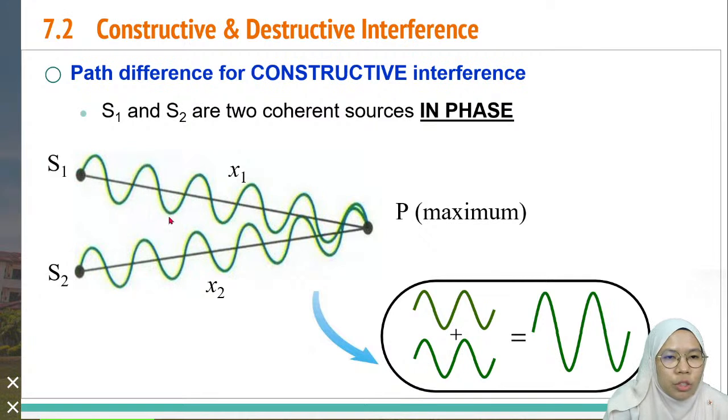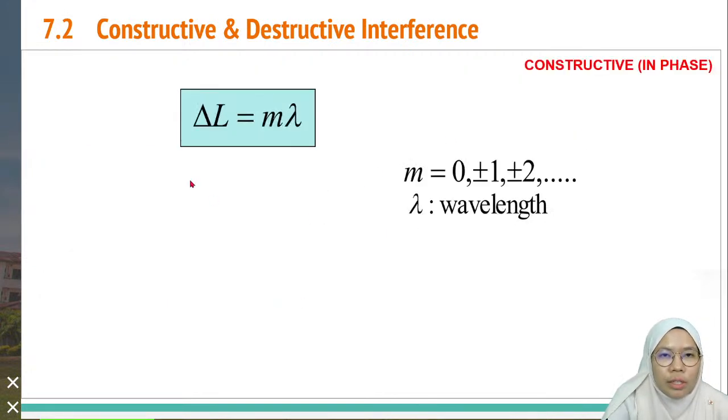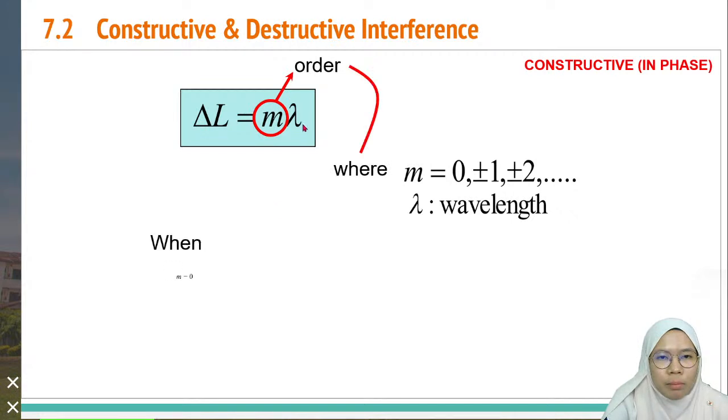How many wavelengths can you see? 1, 2, 3, 4, 5, 5.5. For S2, 1, 2, 3, 4, 5.5 also. What is the difference between them? 5.5 minus 5.5, so 0. So the condition for constructive interference for two coherent sources in phase is when they have a difference of a whole number of lambda. In the example just now, it's 0 lambda.